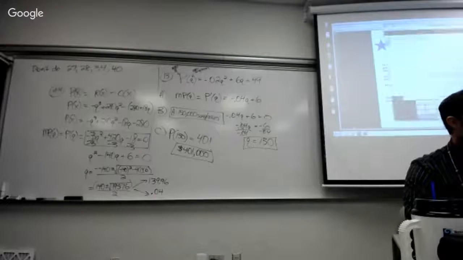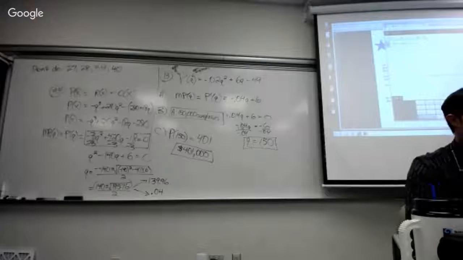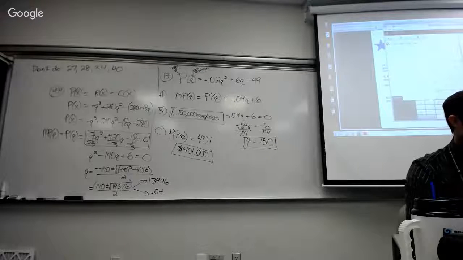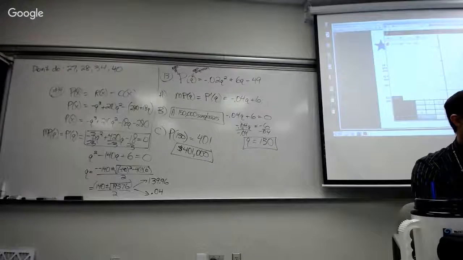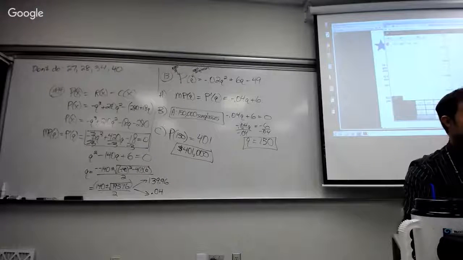I wonder what this graph actually looks like. It's negative q cubed plus 210x squared minus 18x minus 280. Oh, there it is. Oh boy, this is very big. Oh, there's the graph.